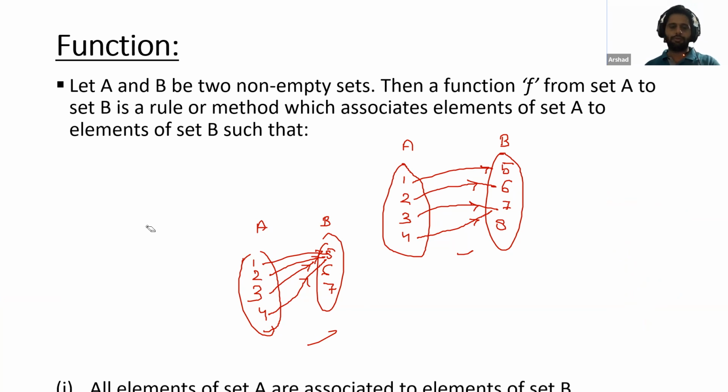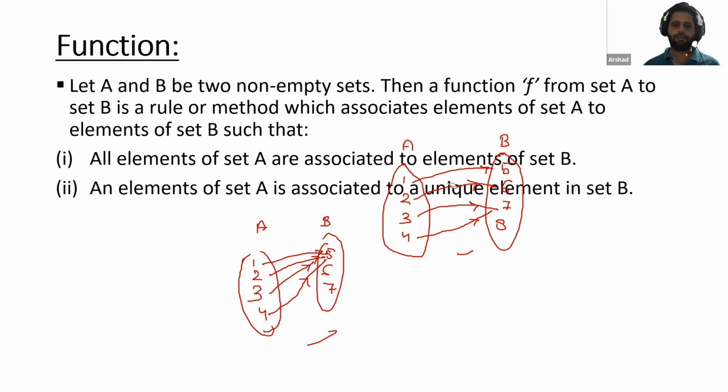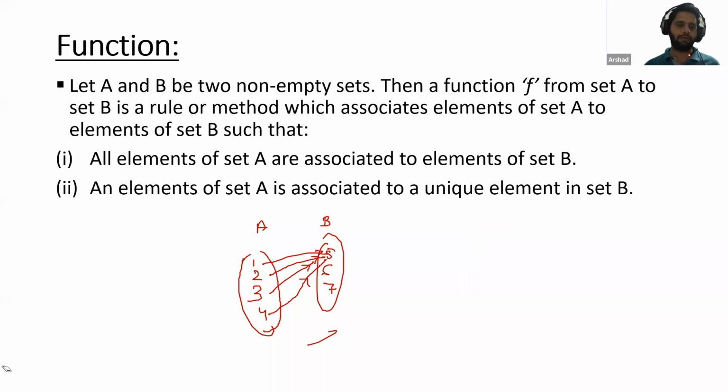Okay, so please note down. Okay, then we will again check this definition. I will remove this. So the definition is let A and B be 2 non-empty sets. You know this. Then a function F, function is represented by F, as normally relation is represented by R. So function is represented by F. Then a function F from set A to set B is a rule or a method which associates elements of set A to elements of set B such that the first condition is all elements of set A are associated to elements of set B.